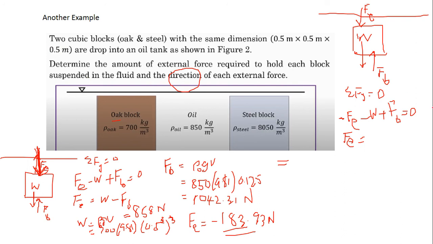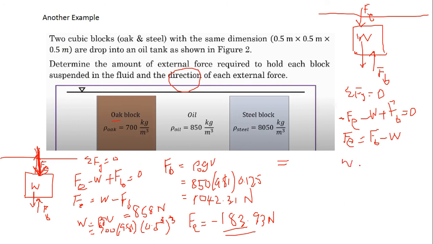You bring it over, right? Negative FB minus W. Don't make this mistake, make sure it's correct. Okay, FB. Next, W first.